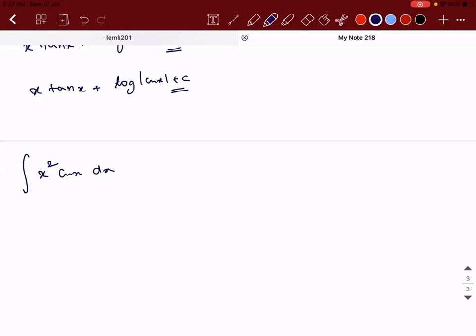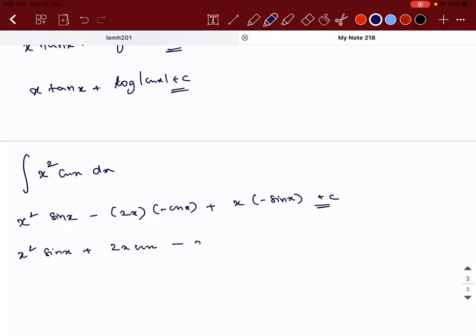So I got x square sin x plus 2x cos x plus 2 sin x plus c. One minute. This is what you should have got. x square sin x. So this is what you're saying: x square sin x plus 2x cos x minus x sin x plus c. Correct? Got plus 2 sin x. Sorry. Plus 2 sin x.